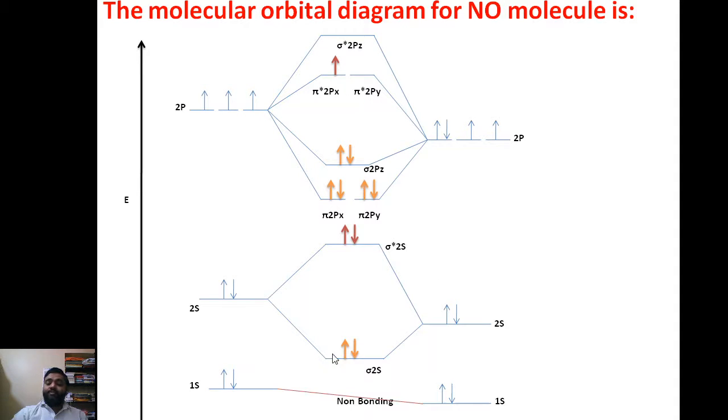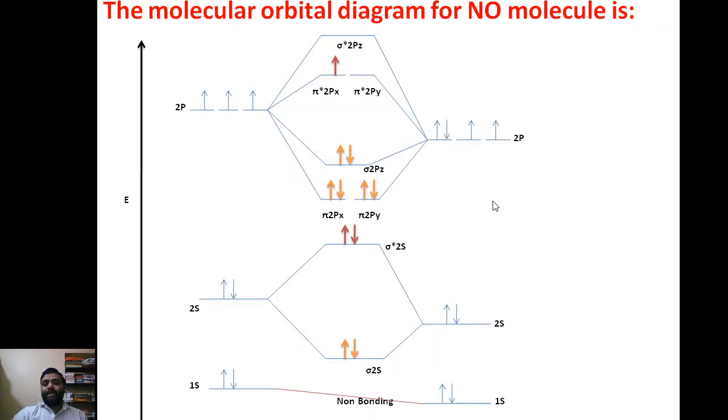Now you can calculate its bond order: the number of bonding electrons minus the number of anti-bonding electrons, divided by 2. Bonding electrons: 2 plus 2 is 4, plus 2 is 6, plus 2 is 8 electrons, minus 3 for anti-bonding, divided by 2, is equal to 2.5. That is the bond order.